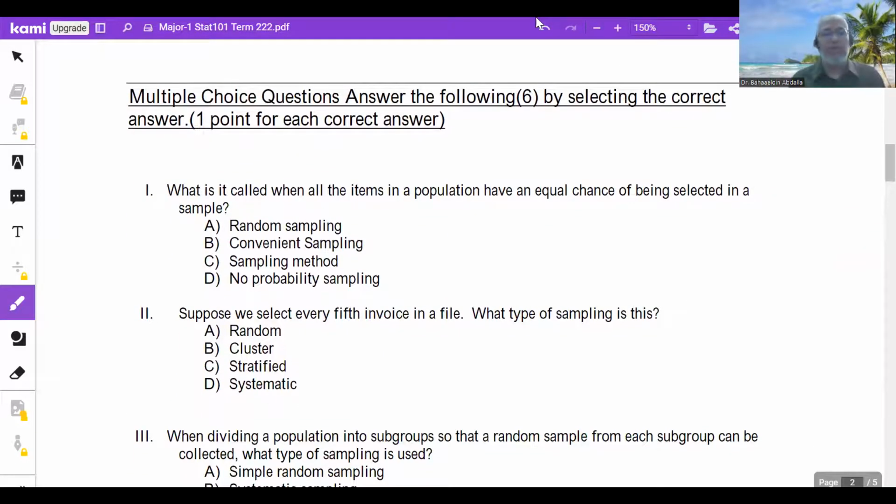First part, multiple choices. What is it called when all items in a population have an equal chance of being selected in a sample? Well, if all items have an equal chance of being selected, this is called random sampling.